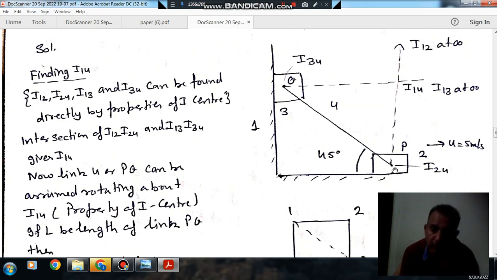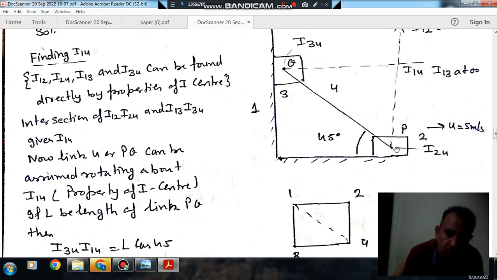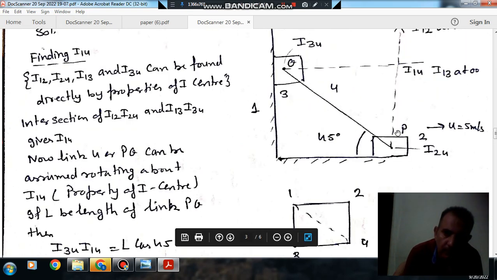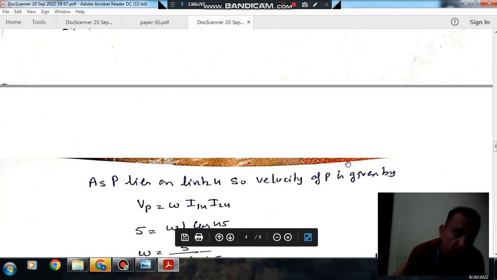Now we know that the velocity of point P, the velocity of the slider, is 5 meter per second, and point P is lying on the slider as well as on link 4. So when we assume point P on link 4, and link 4 is rotating about this point, the velocity of this point is the angular velocity of link 4 multiplied by the distance from the point of rotation. The distance of point P from the point of rotation is I14 I24. So the velocity of point P is omega into I14 I24, and the velocity of point P is 5.